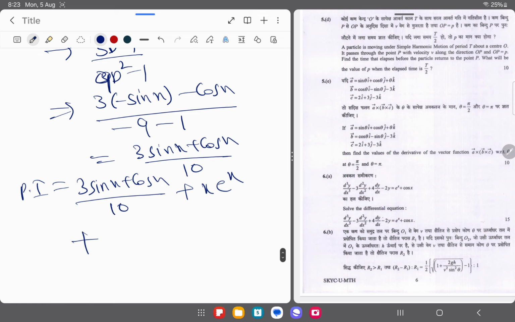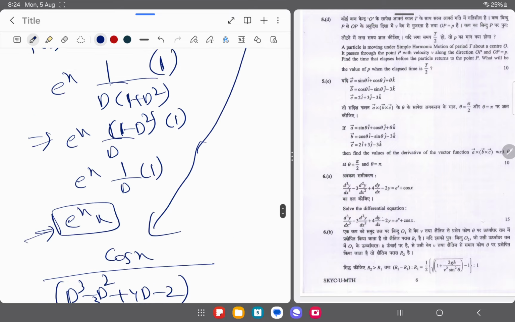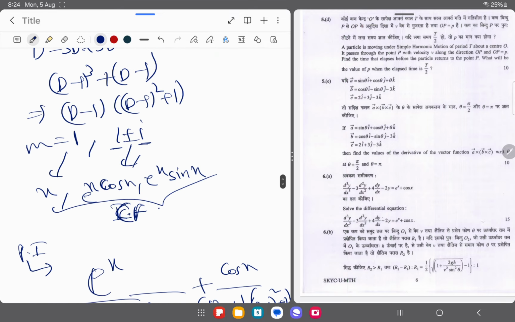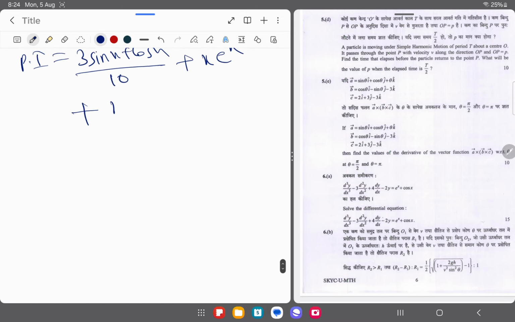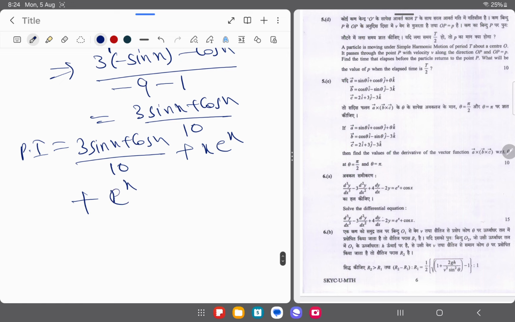Right, and what is the CF? Sorry, this one is e power x. What is this? This is e power x, right? e power x plus e power x cos x plus e power x sin x, with C1, C2, C3. That's it.